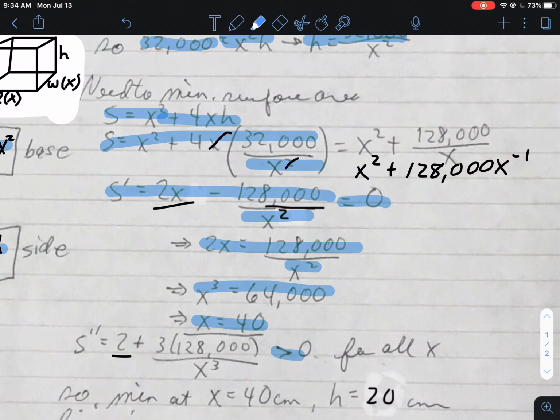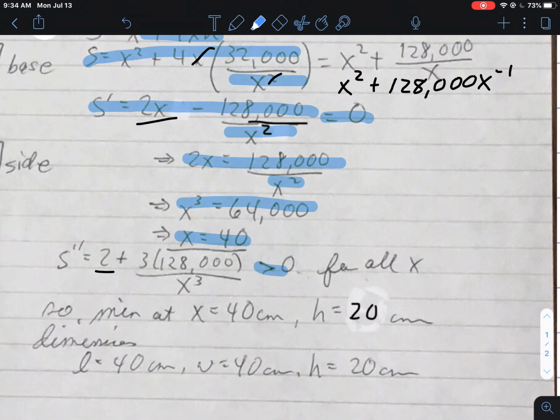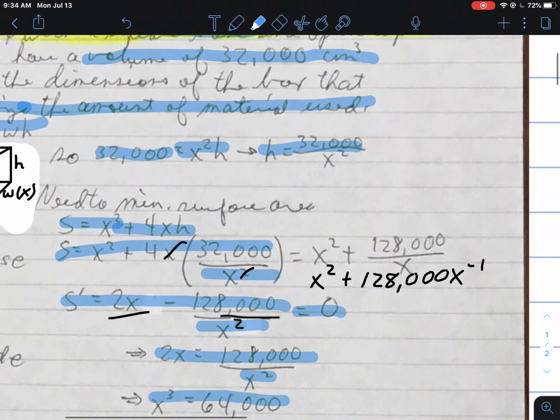But like I said, you're always going to have one critical number for these functions, so whether or not you actually go through this process, I don't care. So we know we have a minimum value at x equals 40 centimeters. We can also plug that back into our equation at the top to find our h value. Plugging in 40 for x, I've got 32,000 divided by 40 squared, which will give you h equal to 20.